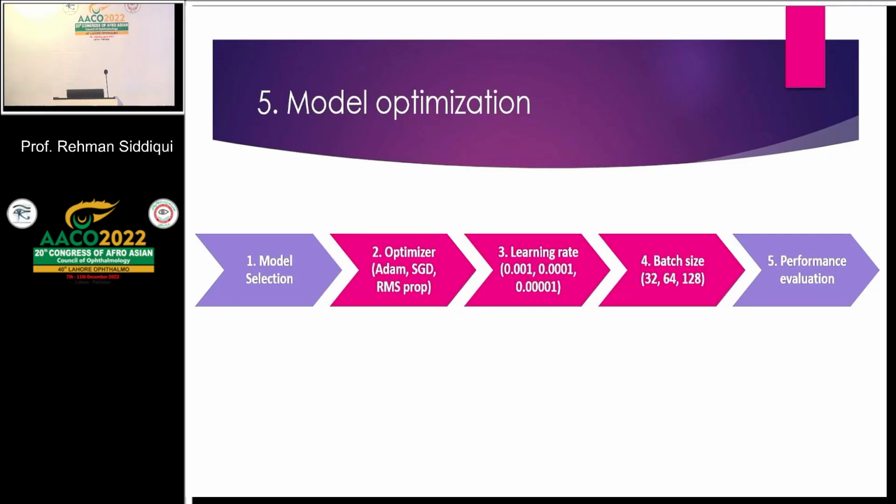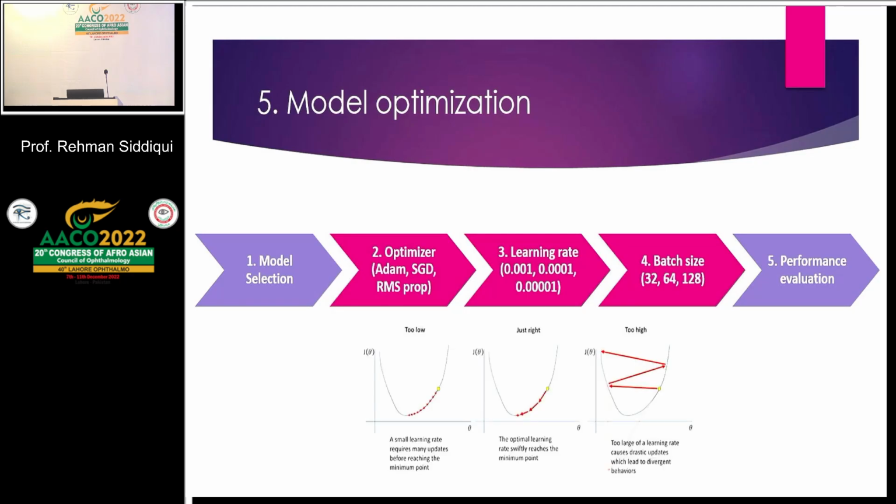And Adam was found to be the most suitable optimizer among all. So next is learning rate that defines the adjustment in the weights of our network with respect to the loss gradient descent. It determines how fast or slow we can move towards the optimal weights.